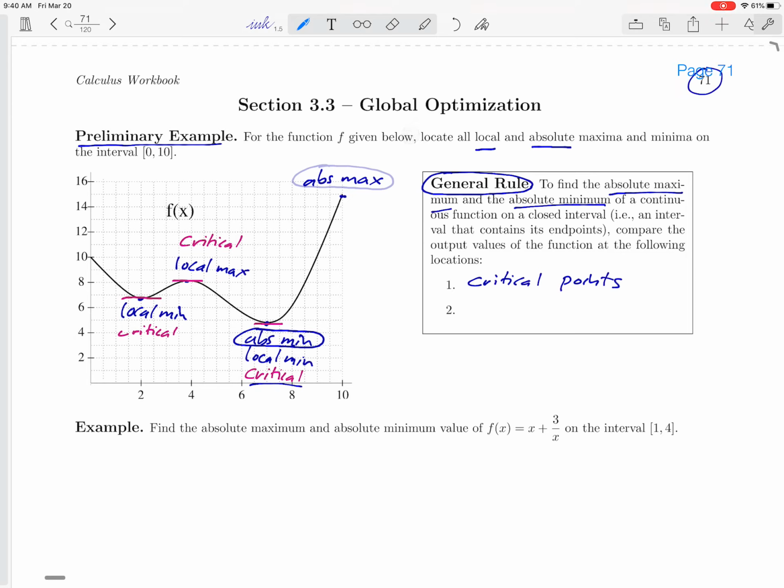The absolute max, on the other hand, is sitting over here at x equals 10. That's not a critical point because the derivative isn't 0 there, but what is special about that point is it's on the very end of our graph. So we could call that an endpoint. And it turns out that if your function is continuous on a closed interval, these are the only 2 places that you need to look. If you look at all of your critical points and all of your endpoints, you are going to find your absolute maximum and absolute minimum value.